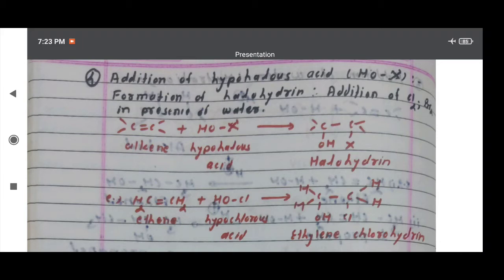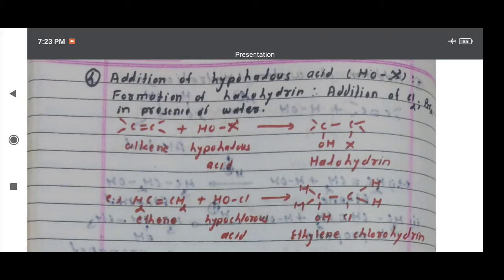Then addition of Cl2, Br2 to alkene is carried out in presence of water. It is as if the addition of hypohalous acid HOX molecule across the double bond. The addition product formed contains an OH group and a halogen atom on adjacent carbon atoms. Hence it is called a halohydrin. We see the general reaction.